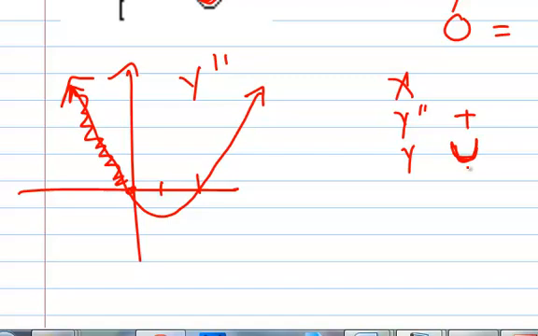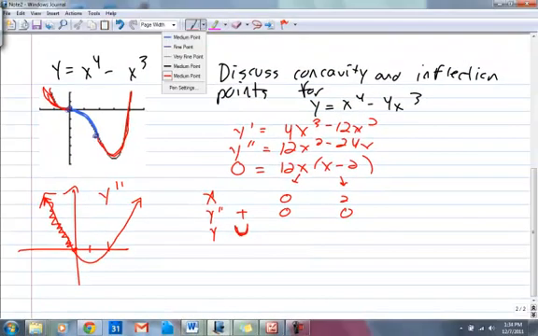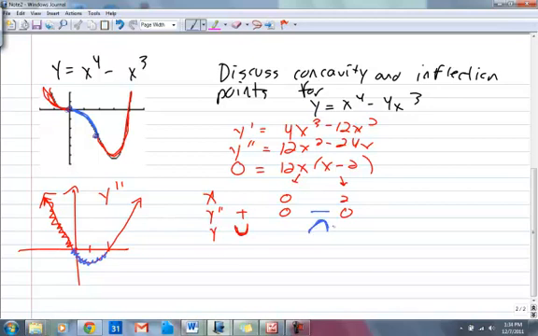I'm going to look between 0 and 2, which is this piece right here. And note that over that interval, my second derivative is negative, which means over that interval, y, my original function, x to the fourth minus x cubed, is concave down. So what I've just verified is that indeed, when x equals 0, my function has a change of concavity. It changes from concave up to concave down when x equals 0. Concave up, concave down. Here's your inflection point, 0. And that's 0, 0, obviously.